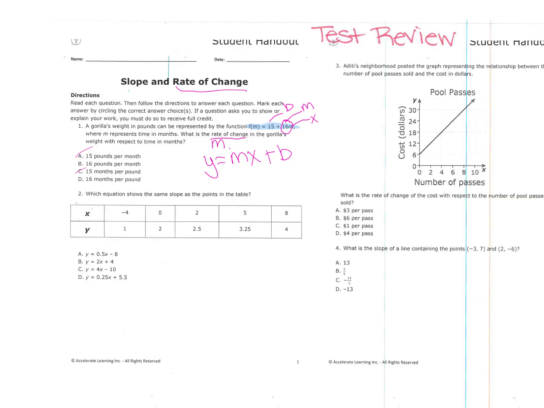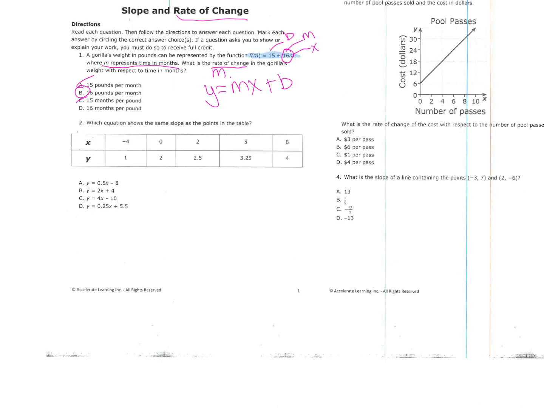I'm going further in my problem and I see that m represents the time in months. So that is 16 per month. Well, there's my answer, 16 pounds per month. So let's take a look at number two. We're asking which equation shows the same slope as the points in the table.